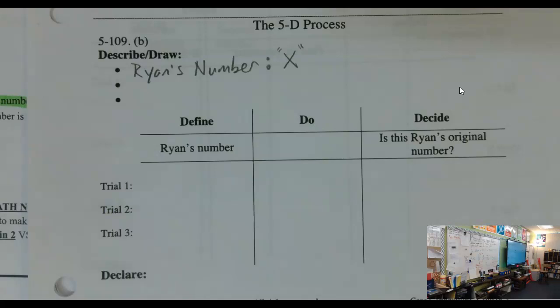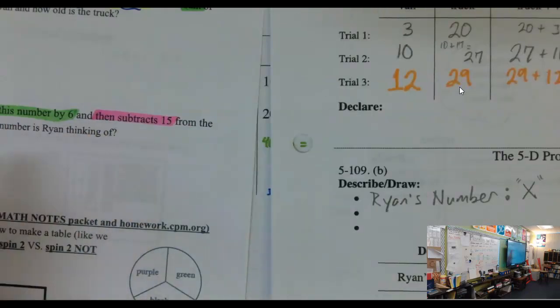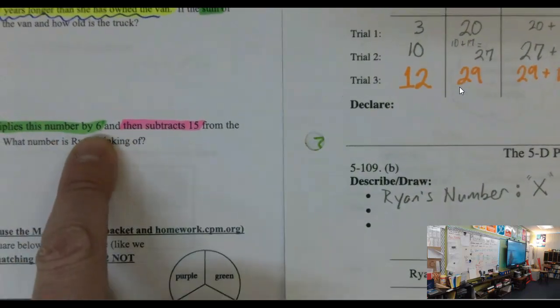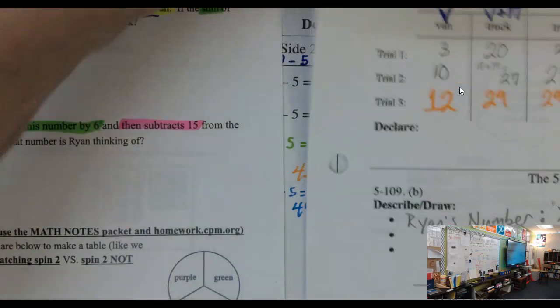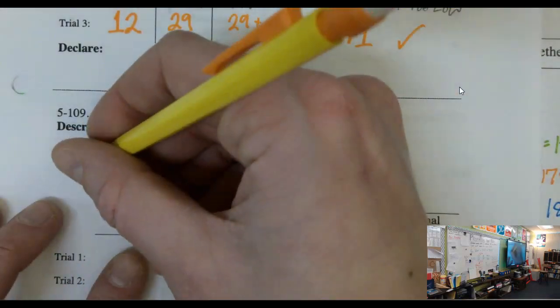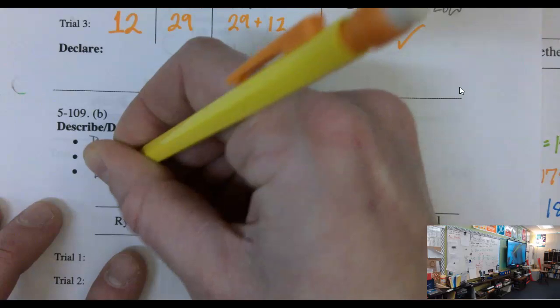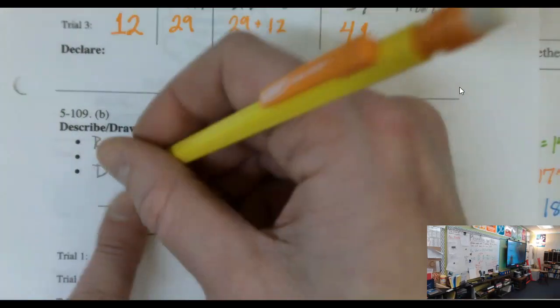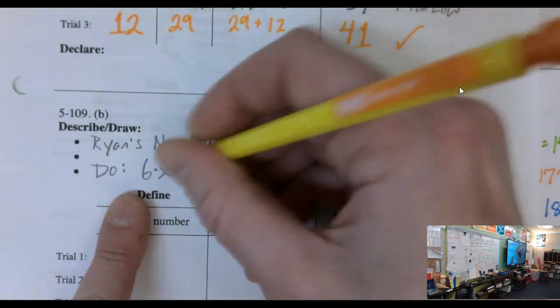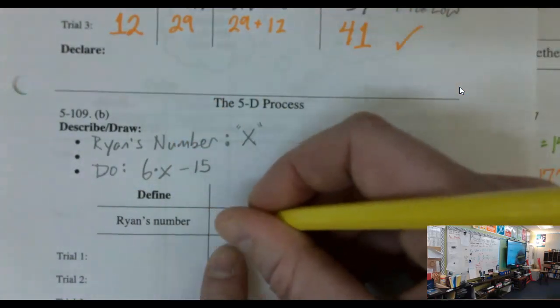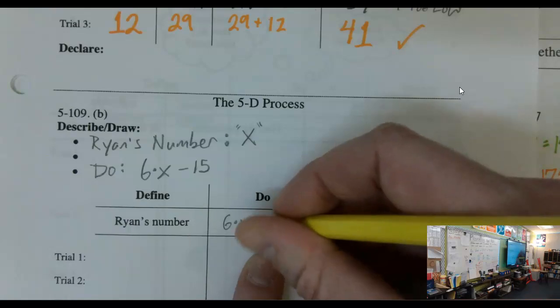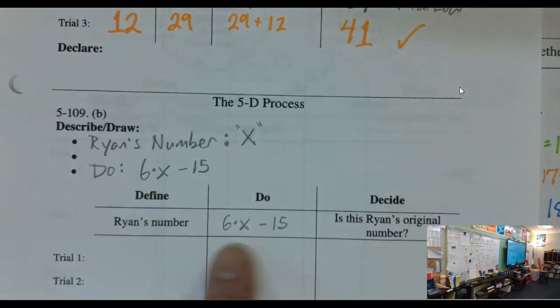How could I write that we're going to multiply that number by 6 and then subtract 15? Yes, but we like to write it better with the 6 in front. So the do that they tell us to do is 6 times the X, and then minus 15. We've got to multiply first.